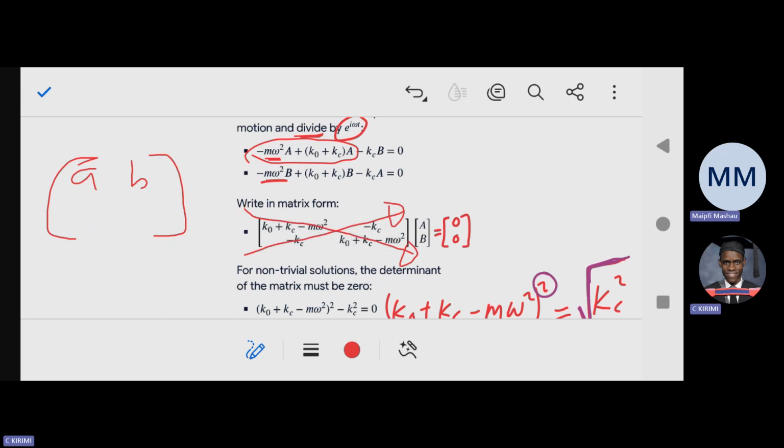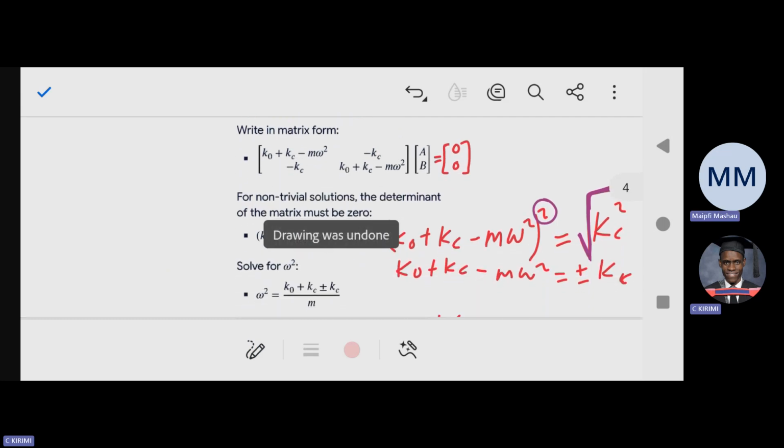And the idea, why are we doing that? We want to solve for omega, which is that W. Any question? There is no question, so we have put it there. Now we want to solve for that omega. How are we going to do it?